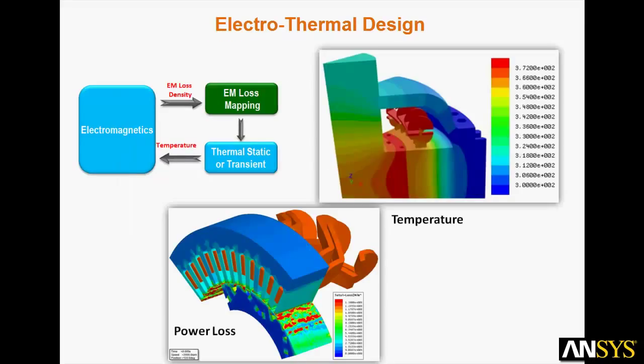The first step is electro-thermal design. Maxwell is used to simulate electromagnetic fields and the associated electromagnetic power loss density. Automated routines map these losses to the ANSYS CFD, computational fluid dynamics solver, for static or transient thermal simulations. The resulting temperatures from the thermal analysis can be passed back to Maxwell to adjust material properties so that additional corrections to the electromagnetic field may be computed.